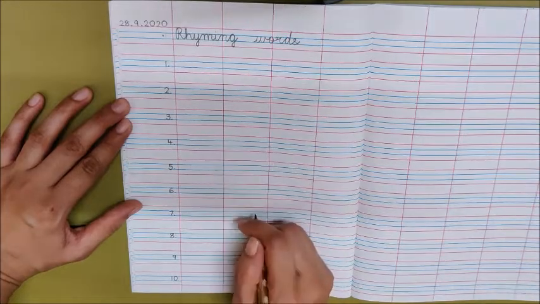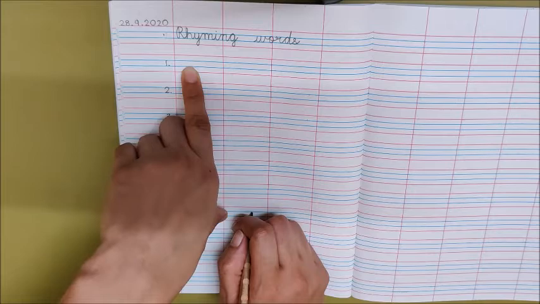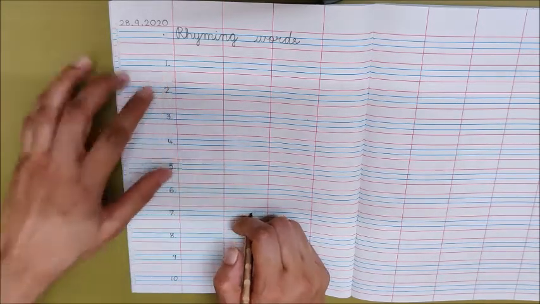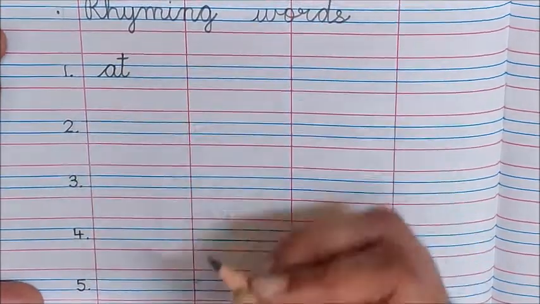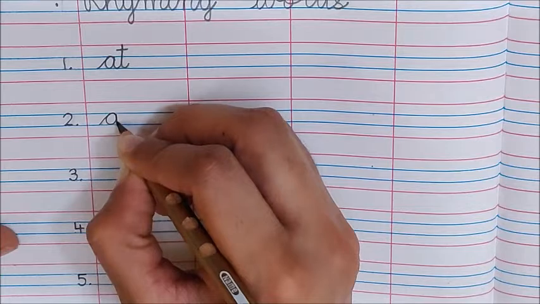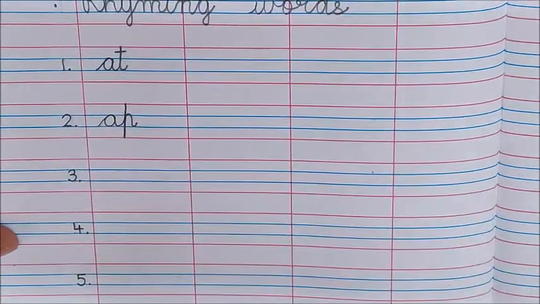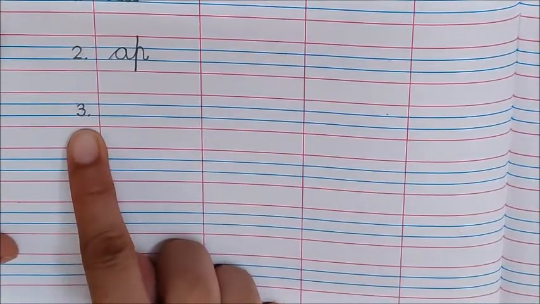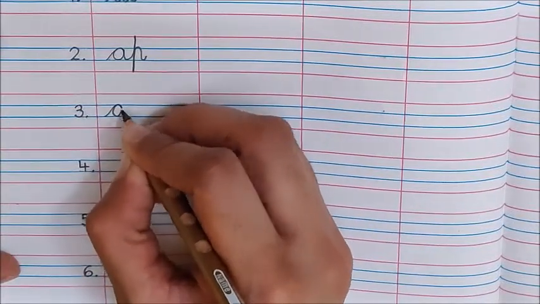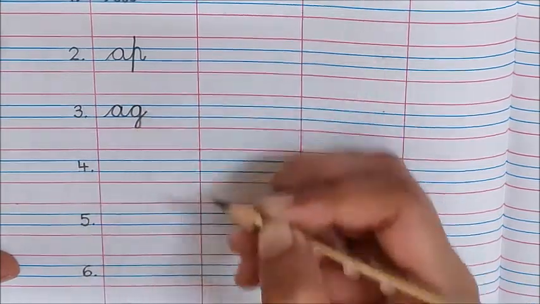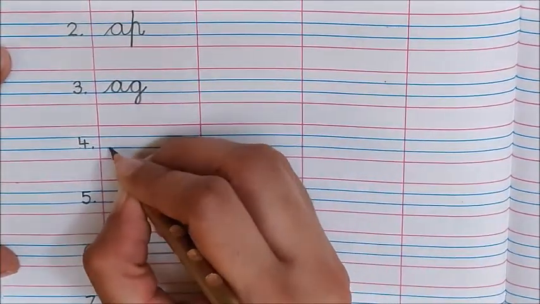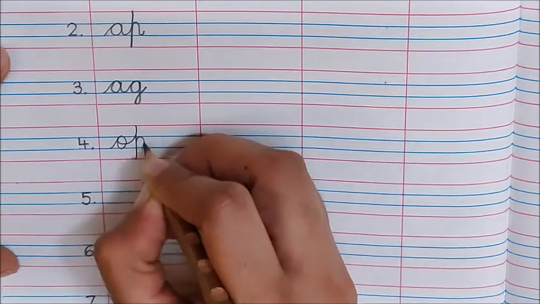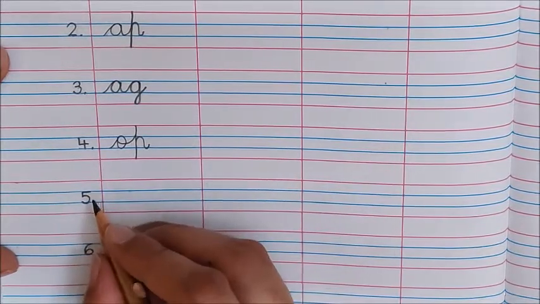After writing numbers 1 to 10, now here in the first column, we will write different families. So for number 1, write down here at. For number 2, write down app. For number 3, write down ag. For number 4, write down op. Number 5, odd.